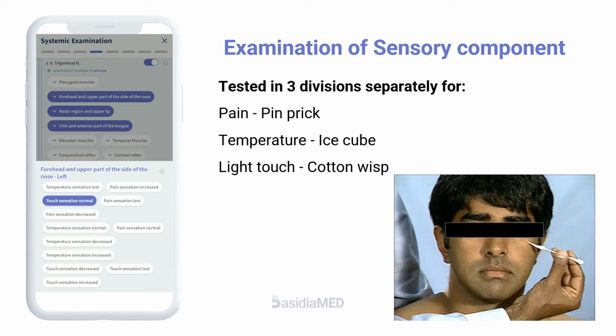Next, take a safety pin and gently prick first one side of each division, and then the other, asking the patient if there is any difference in the sensation on one side compared to the other. The sensation of temperature is tested similarly using an ice cube.